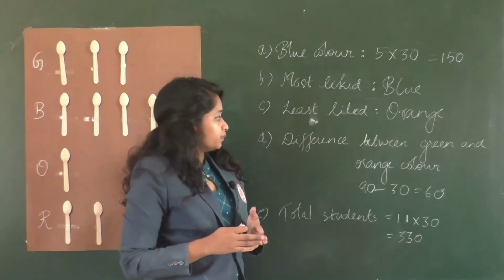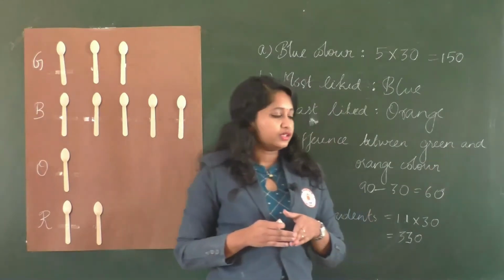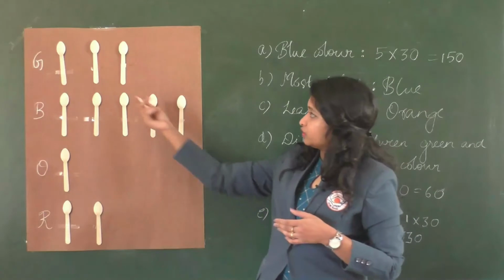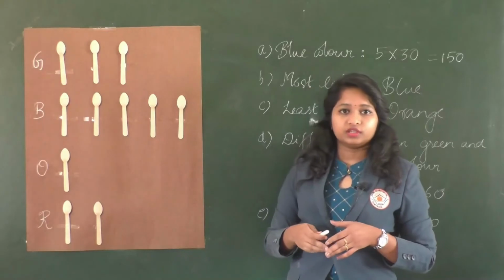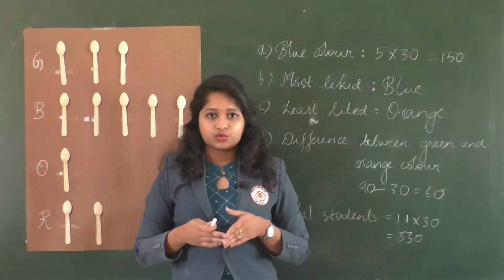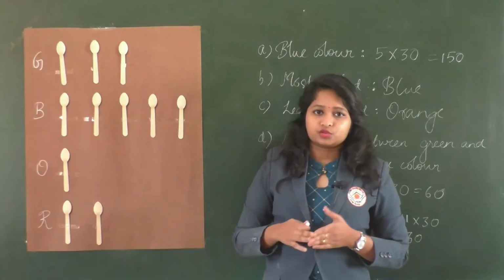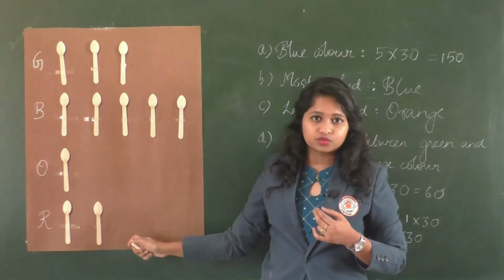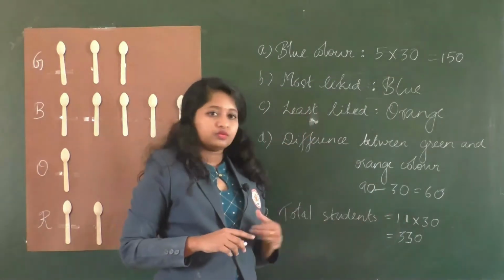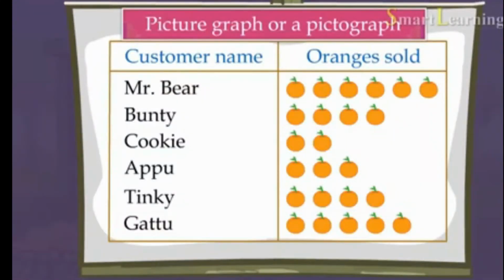And the next question is, what is the difference between the students who like green color and orange color? Green color is liked by 90 students and orange by 30. So 90 minus 30 is 60 students. And the last question is, what is the total number of students in class 3 and 4? If you count, you will get 11 spoons. So 11 into 30, which is 330 students. Now let's watch a video related to pictograph.